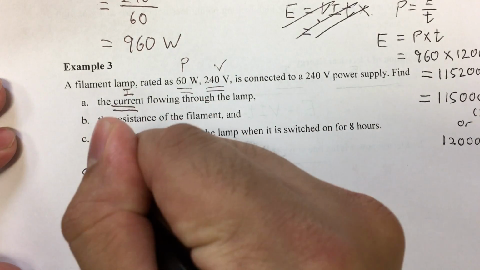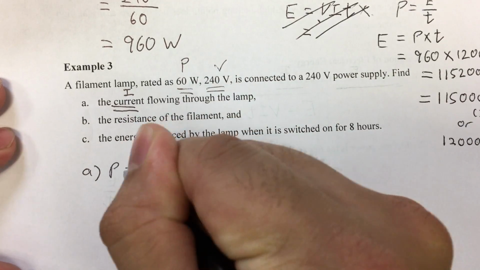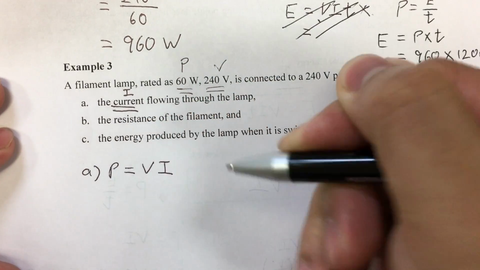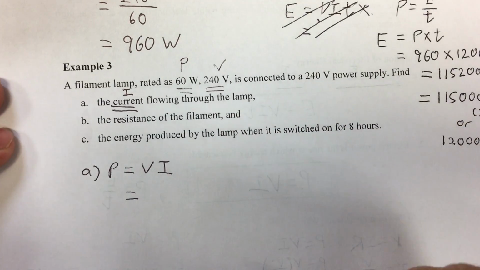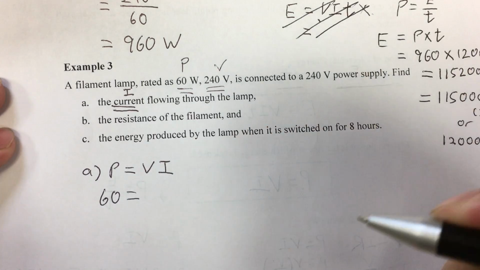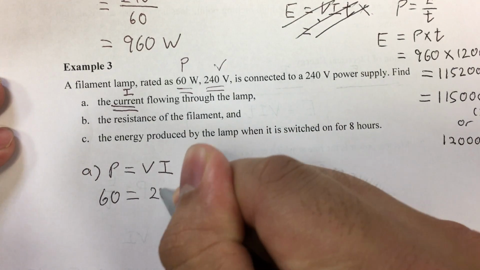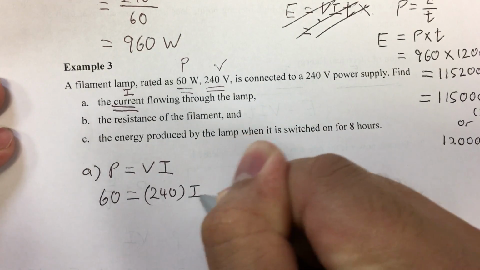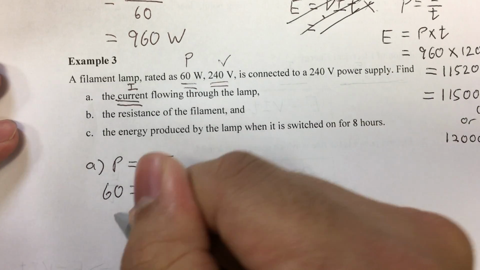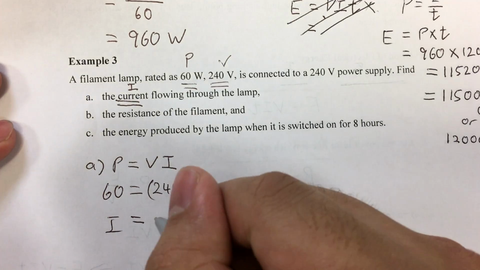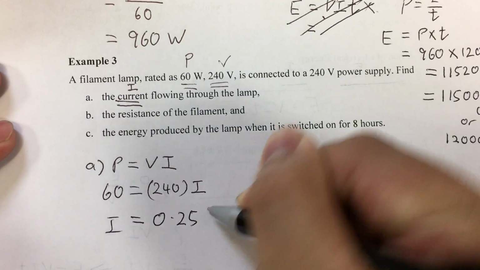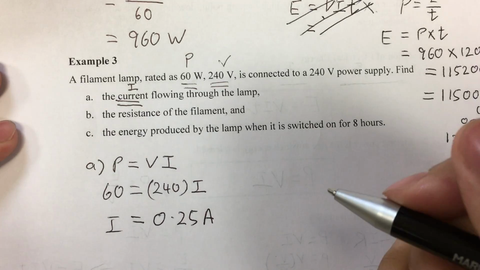Okay, let's continue. Part A, power equals V times I. If I continue from here, I will substitute the values accordingly. 60 watts equals 240 volts multiplied by I, for us to find the current that is flowing through. So I'll get half if I'm not wrong. Let's double check the value. No, it's 1/4. So it's 0.25 amperes.